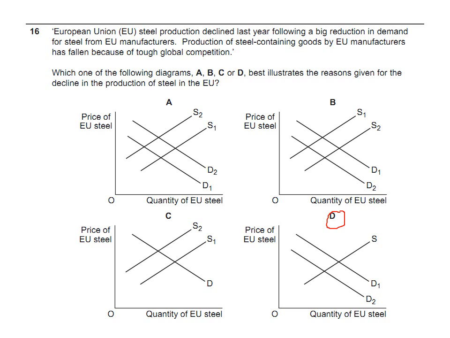So again, think demand side, supply side. Think for an explanation. And there's only really one factor there, and that's a decrease in demand. Remember, decreases shift to the left, increases to the right, so we're looking for a shift to the left, D1 to D2, which can be seen in diagram D.